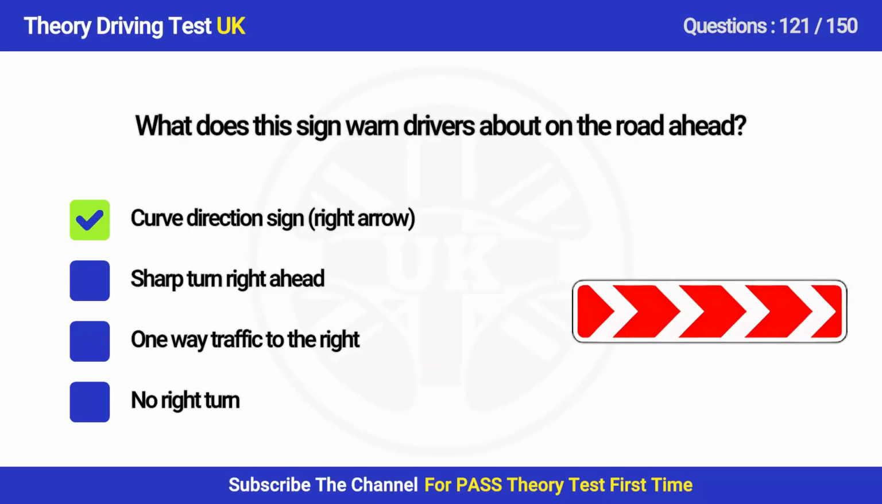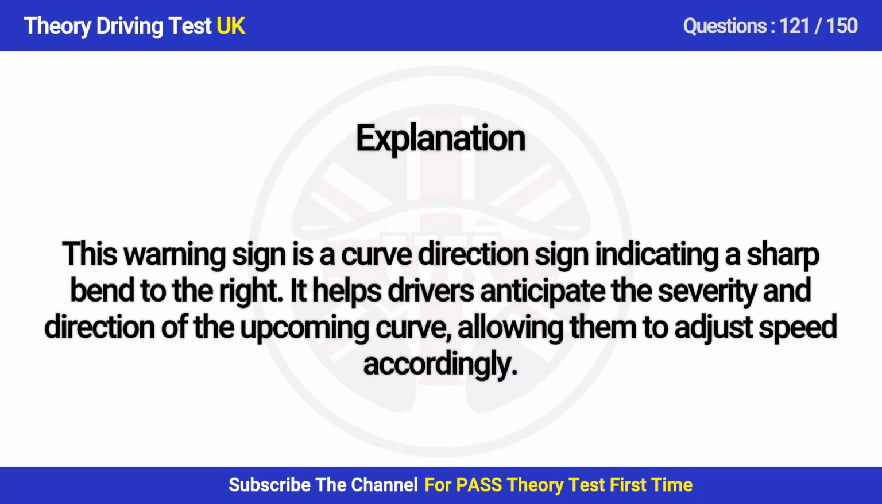Answer is A. Curve direction sign, right arrow. This warning sign is a curve direction sign, indicating a sharp bend to the right. It helps drivers anticipate the severity and direction of the upcoming curve, allowing them to adjust speed accordingly.